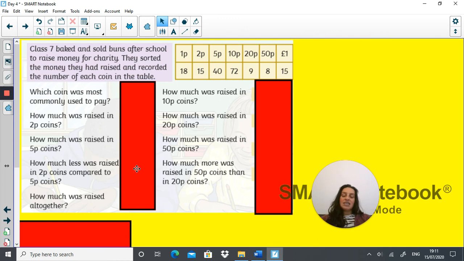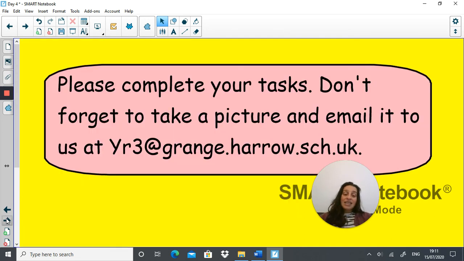So I think this chart is by far the trickiest, but it requires you to use your ability to look at the data and interpret it, and it requires you to multiply, and it requires you to subtract and add in some of the questions. And that is it, okay? So that's the end of your task.